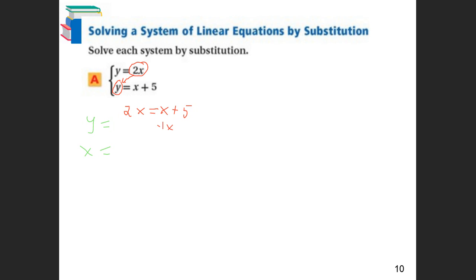So I'm going to just subtract 1x off of here. So I end up with 1x equals 5. So now I have one of the variables, x equals 5. Now I have to substitute this back in to my original equation, y is equal to 2x.